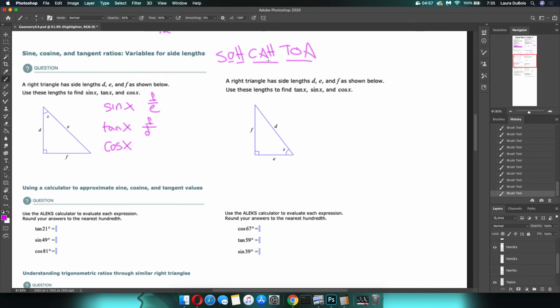Cosine is adjacent over hypotenuse. Adjacent is D over E. Again, they're just getting you used to the proportions.